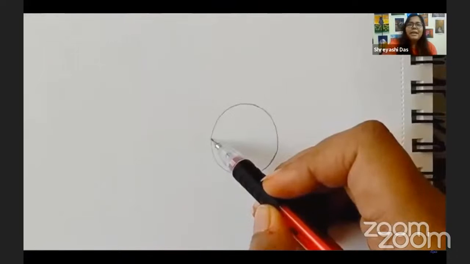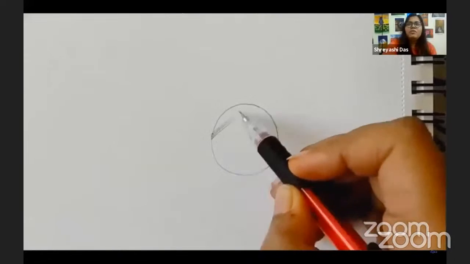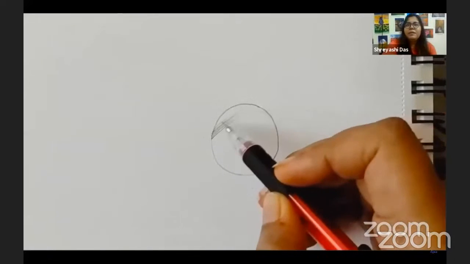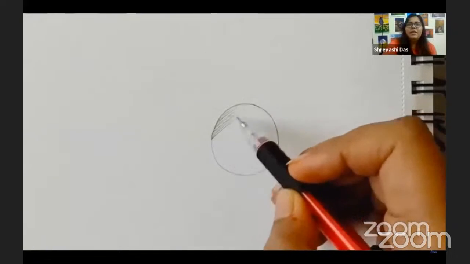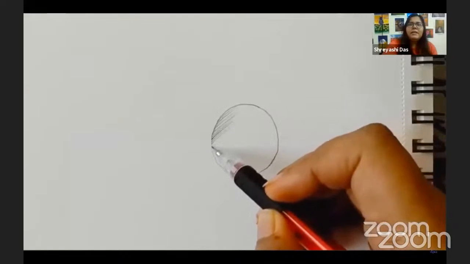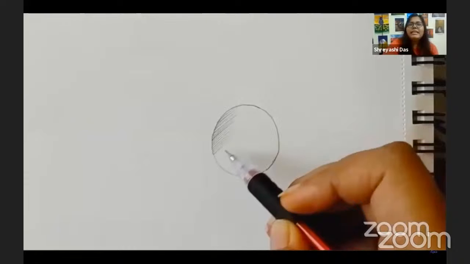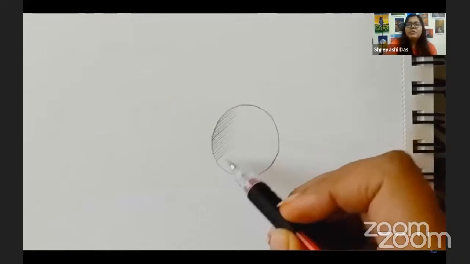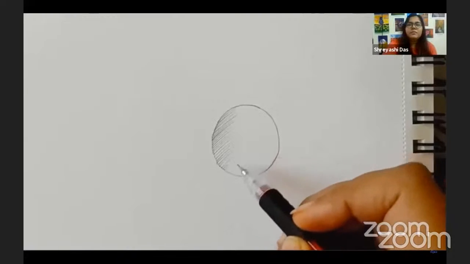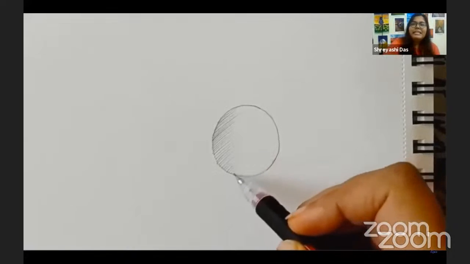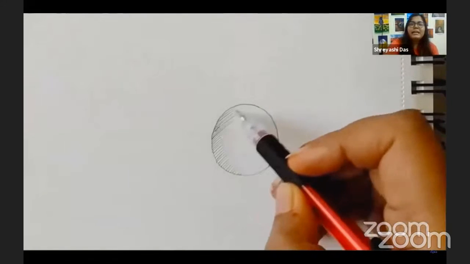So just apply pressure and just move your pencil like this. See, it's almost like making ticks on the paper, like making a tick on the paper. Just see how my hand is moving. Just apply pressure and then lift off your pencil. Just make strokes like this. Just practice making strokes like this. Everybody getting it? See, I'm just making strokes on one side.